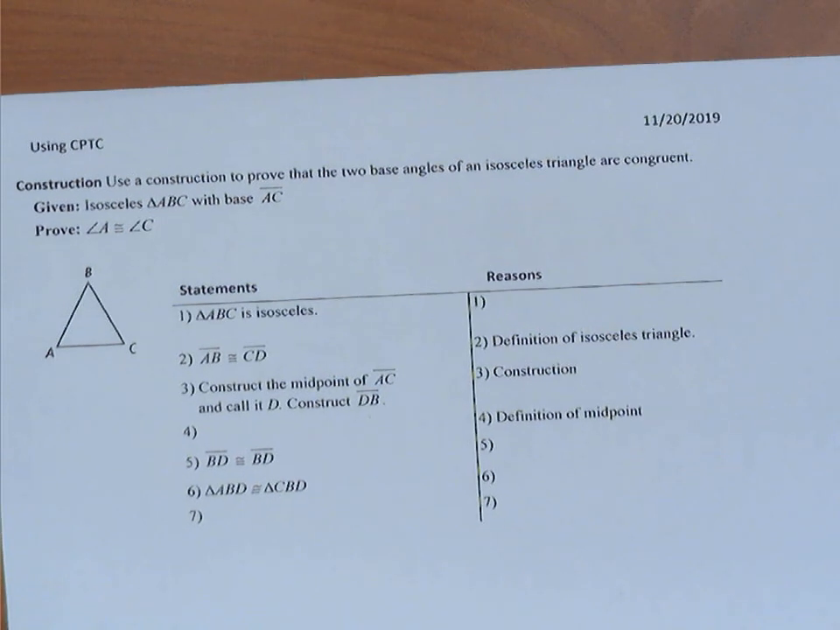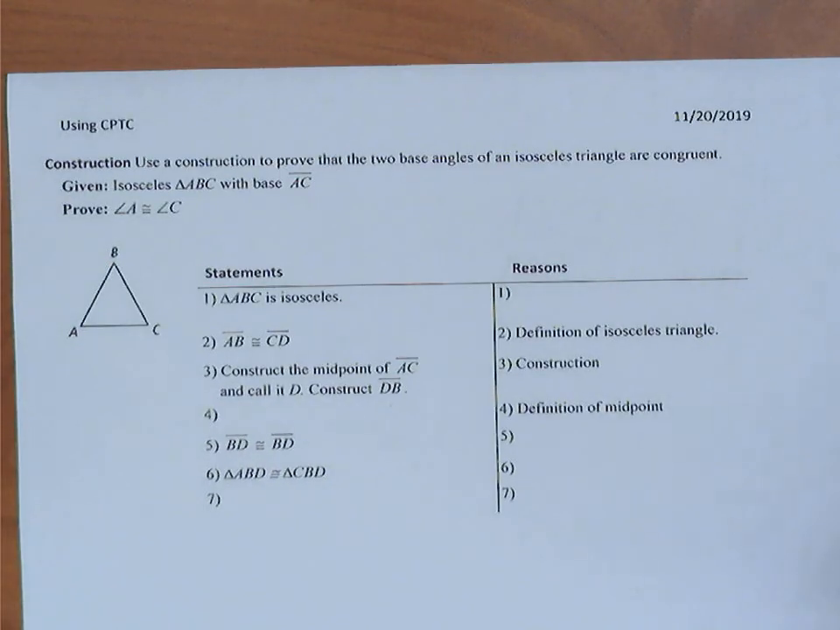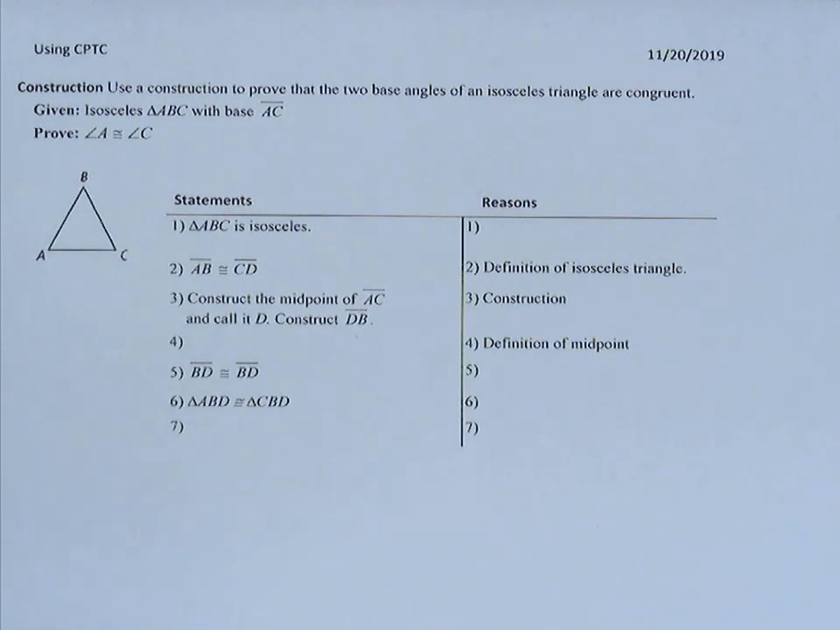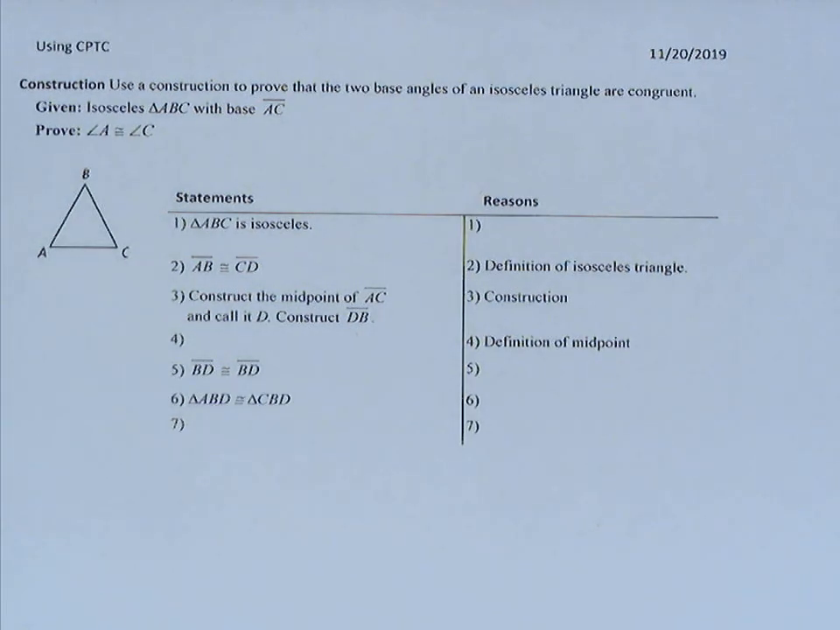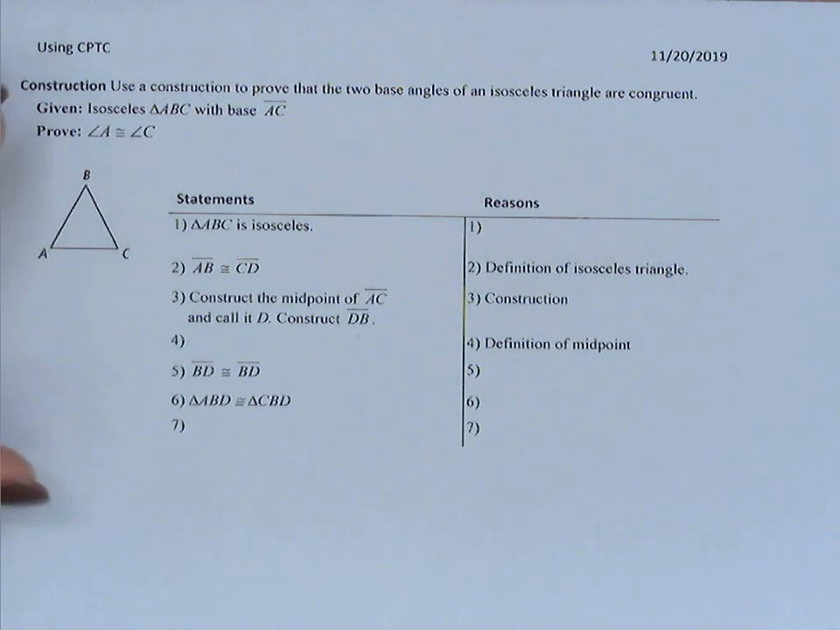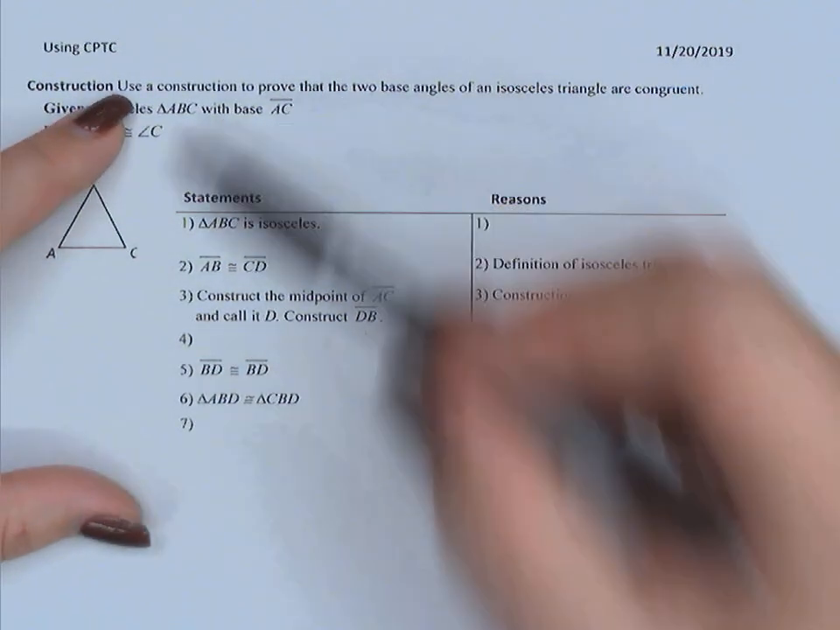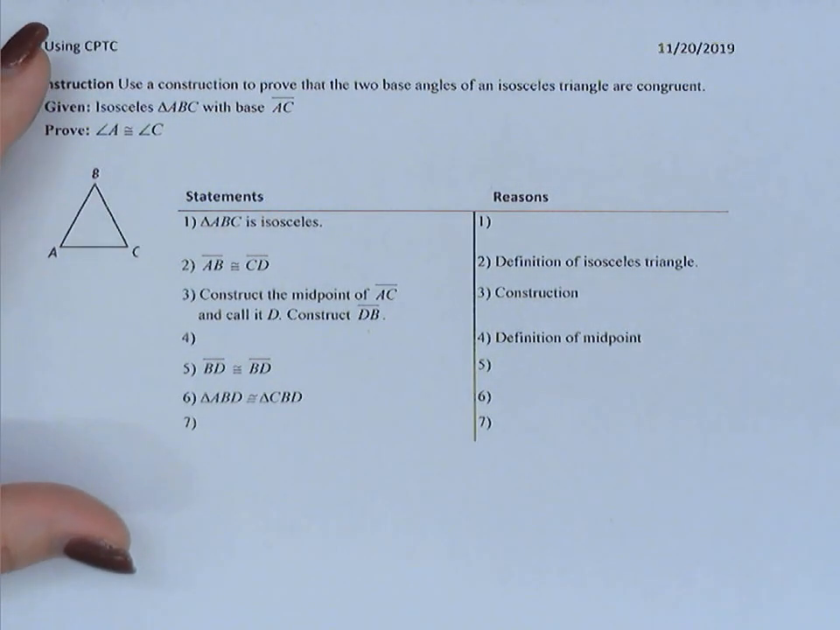This time we're going to do a proof, but we're going to add in a construction. A construction is when I build a piece of information into my proof that isn't already there. Why would I do that? Well, because sometimes it helps me prove what I need to prove. So let's start with what they give me and then figure out what I need to construct. But this tells me by the directions that I'm going to have to use a construction.